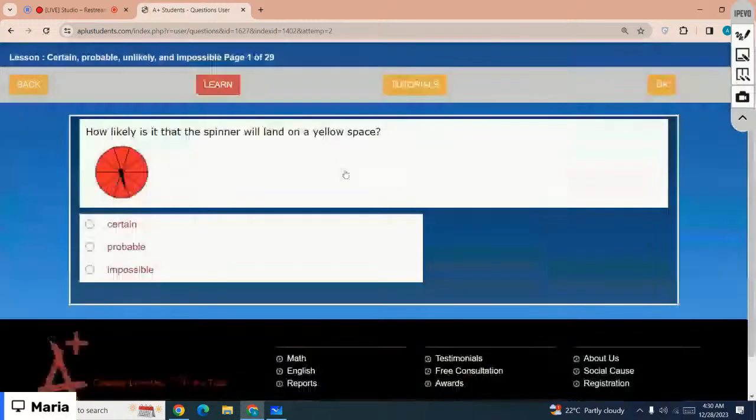Let's just start with the test questions. How likely is it that the spinner will land on a yellow space? Certain, probable, impossible. Which is the correct option? Just look at the spinner, right? Sorry, all the portions are red. You have no portion that is yellow, right? That means it is impossible it will land on yellow, because you do not have a yellow space on the spinner. How will it land on yellow?